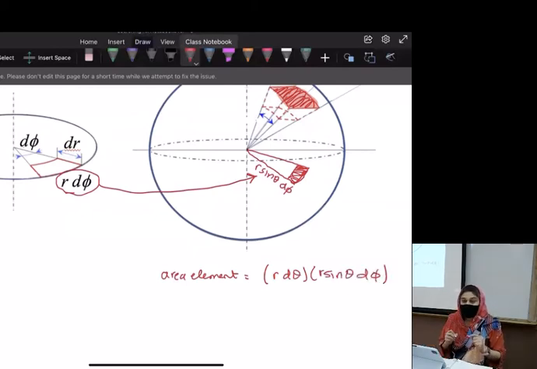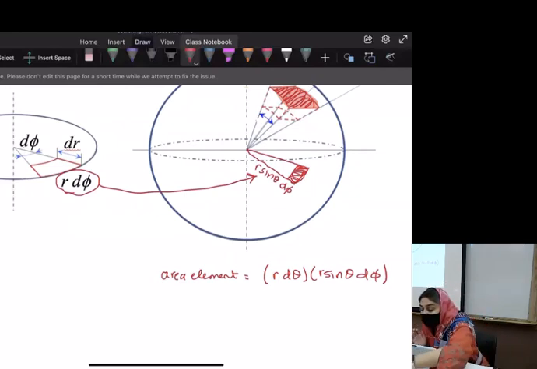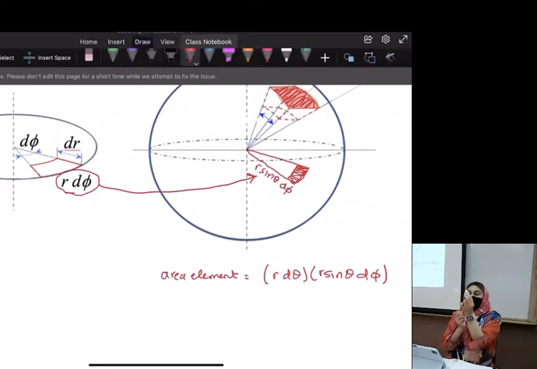Why r d theta? Because r is what defines where d theta exists. Okay, so if you have a surface only, we're talking about just the surface, and this angle changes, what defines where this d theta should exist? R defines it. Got it? It has to be at the r because we're talking about an empty shell.